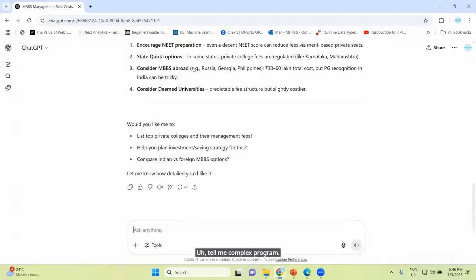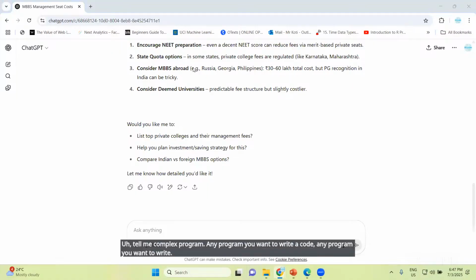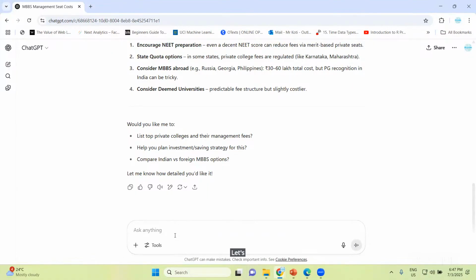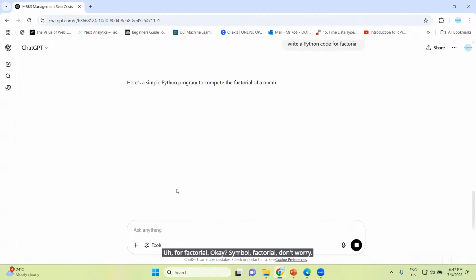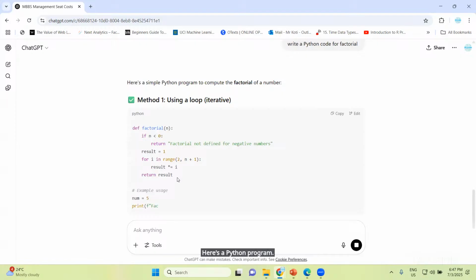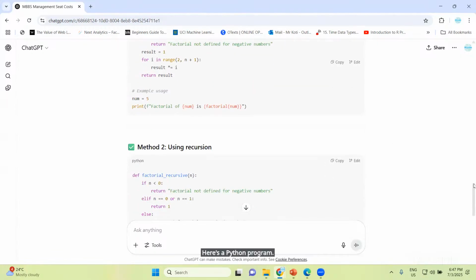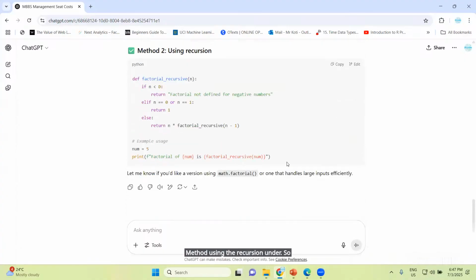Any program you want to write code for? Let's say, okay, let me write. One second. Write a Python code. See, look here. Python code for factorial. Okay, simple factorial. Don't worry. Here is the Python program, a method using recursion and all. So, okay.